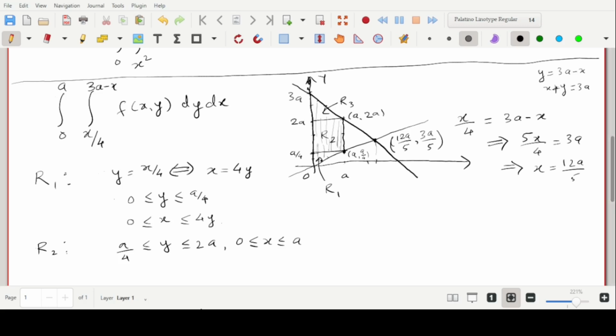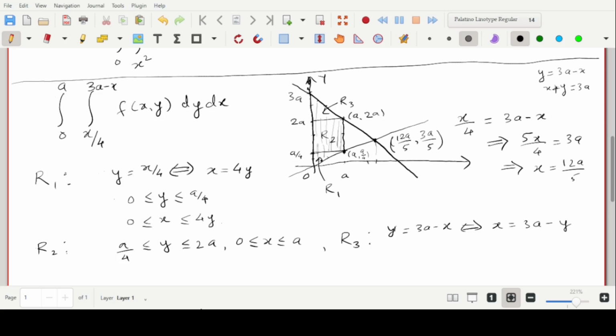And the final thing is R3. For R3 again we shall have to express x in terms of y. y is equal to 3a minus x is the equation of this line, which we shall write as x equal to 3a minus y.